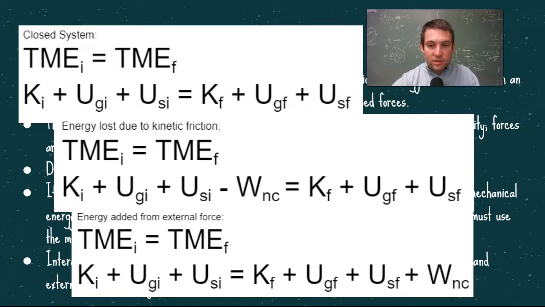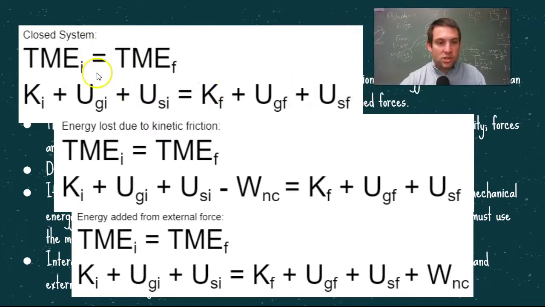For a closed system, you would use this form of the equation. TME_i equals TME_f. Kinetic energy, gravitational potential energy, and elastic potential energy in the beginning have to equal all of those same energies in the end because no energy is leaving the system.